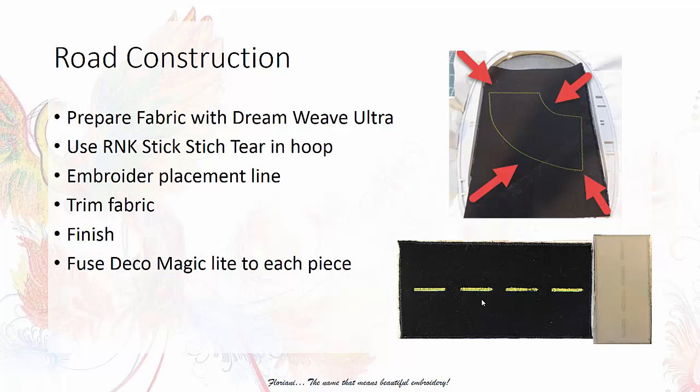Now, when you get your Deco Magic Light, it's got 2 sides to it. One side, the shiny side, has an adhesive on it. Lay your finished pieces on the adhesive, fuse your pieces to the Deco Magic Light, and then I just took my rotary cutter and trimmed a ray right here on the front. And when you flip it over, that's what it's going to look like on the back.